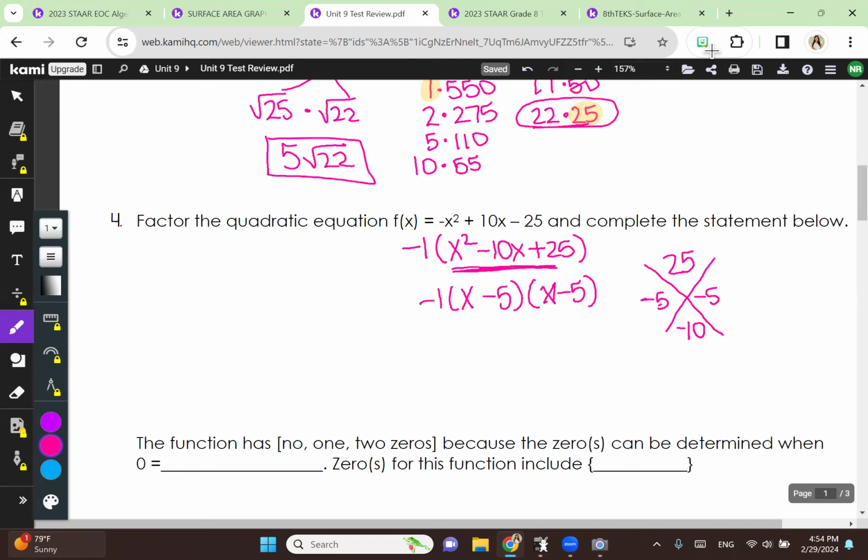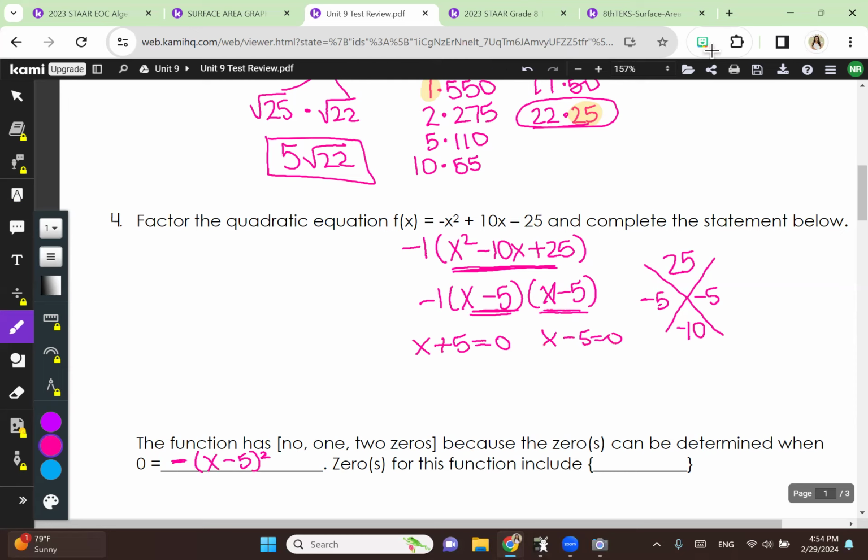Bring down that negative 1. So that means the function, the zeros can be determined when 0 is equal to negative. Because this does repeat, it'll be written in the answer choice, or it's a drop-down menu, x minus 5 squared. Okay? You're multiplying the same thing twice. Now, to figure out how many zeros, you need to solve. Now, notice you're actually solving the same exact equation. X minus 5 equals 0. X minus 5 equals 0. So you're going to end up with the same answer.